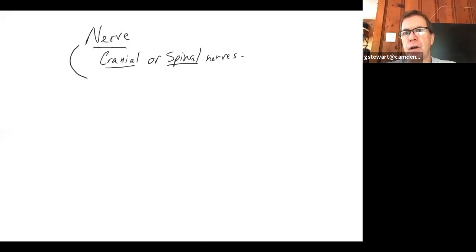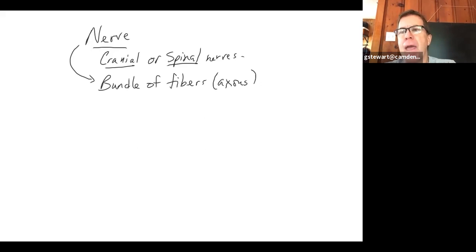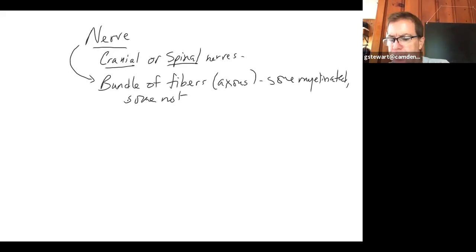Technically, the definition of a nerve is just, I'm writing, a bundle of fibers, in parentheses, that means axons. It may or may not be myelinated. So typically a nerve itself, that's supposed to be S-O-M-E, I'm just writing quickly, some myelinated, some not. Enclosed in connective tissue. So a nerve itself, what we call a nerve, is basically a bunch of fibers, axons, bundled together.